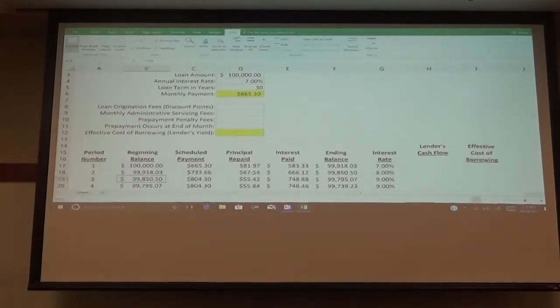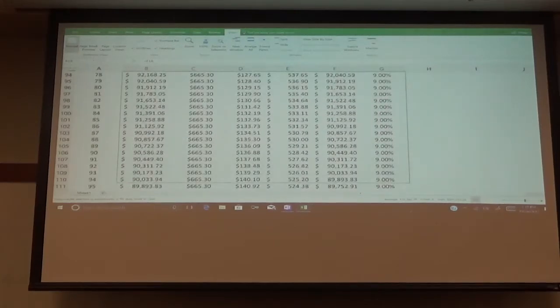Okay, so I'm just going to take month 3, I'm going to highlight all the way across, and then I'm going to grab the bottom right hand corner and then just drag down and go all the way down to month 360.